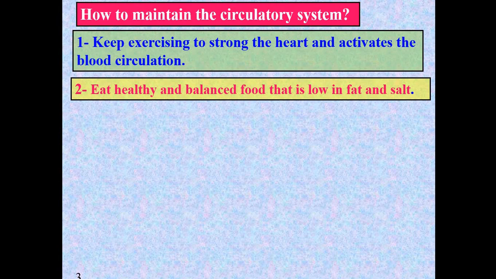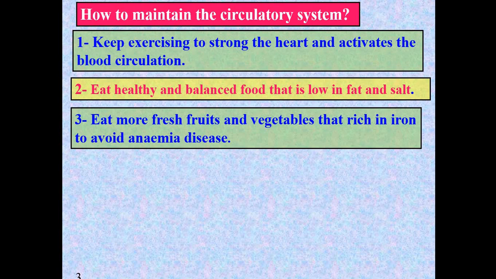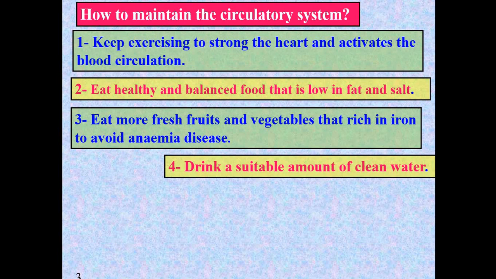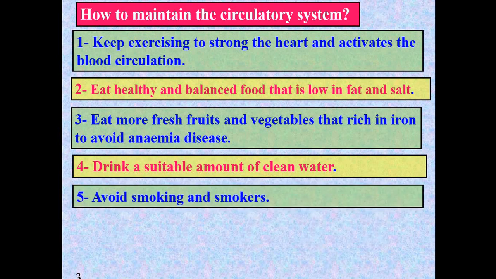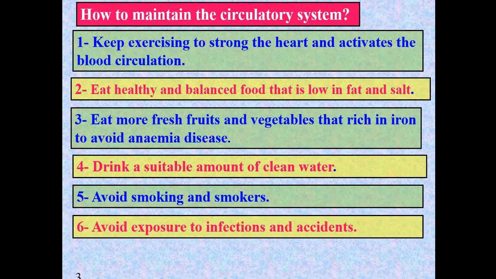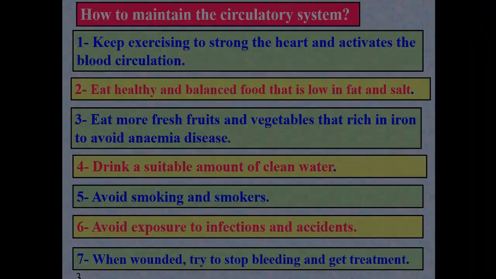Number one, keep exercising to strengthen the heart and activate blood circulation. Number two, eat healthy and balanced food that is low in fat and salt. Eat more fresh fruits and vegetables that are rich in iron to avoid anemia. Drink a suitable amount of clean water. Avoid smoking and smokers. Avoid exposure to infection and accidents. When wounded, try to stop bleeding and get treatment.